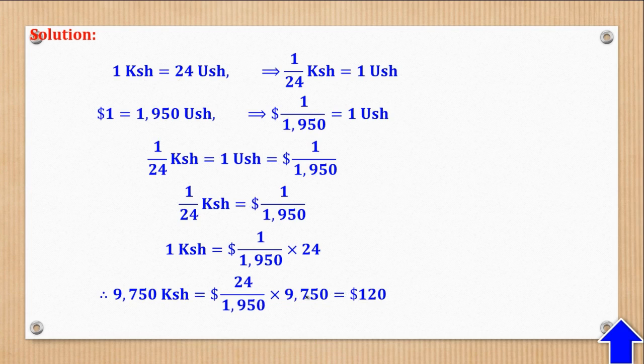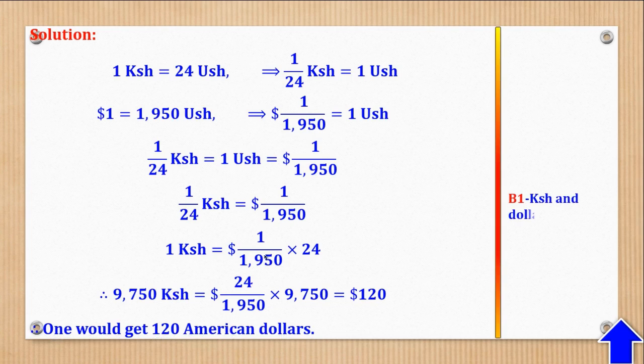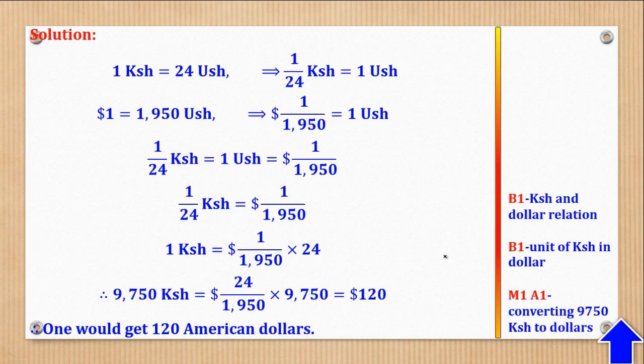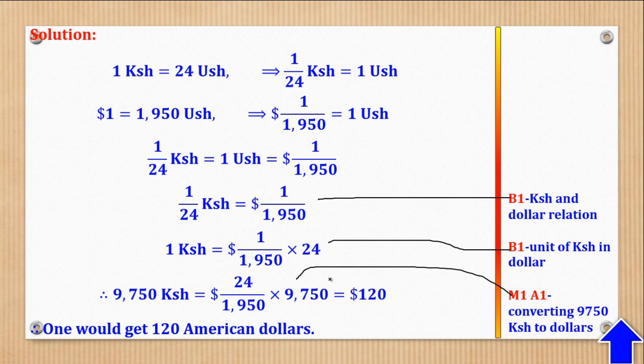So basically that's what they wanted, and now we shall conclude and say that one would get 120 American dollars. So basically that's what they wanted, and now let's see how much can be awarded. So B1 for the ratio between Kenya shilling and dollar, then another B1 for the unit of Kenya shilling in dollar, M1 for the substitution, and A1 is for the output. So basically that's how the marks could come about.